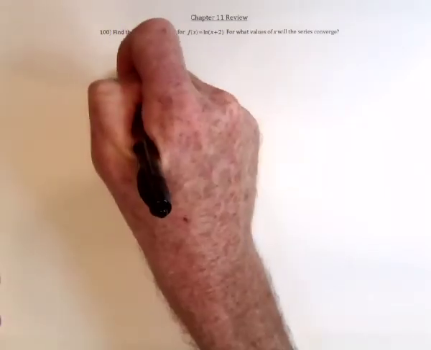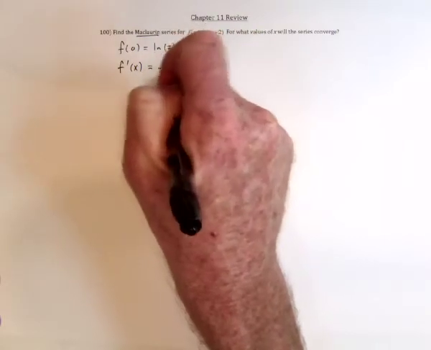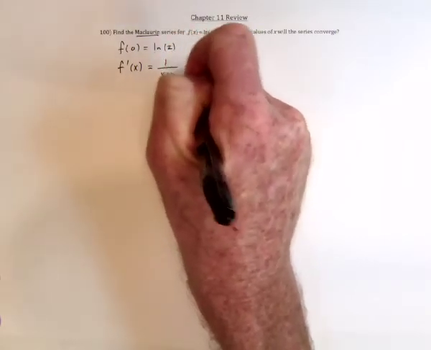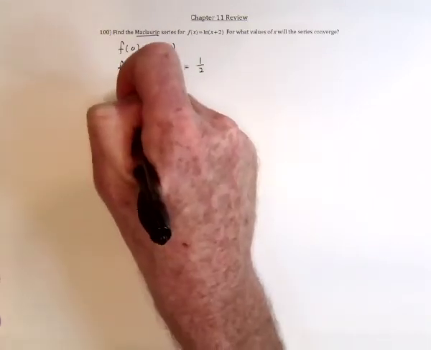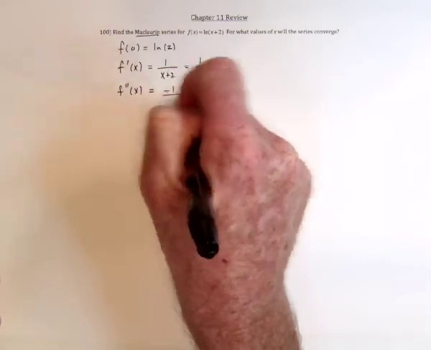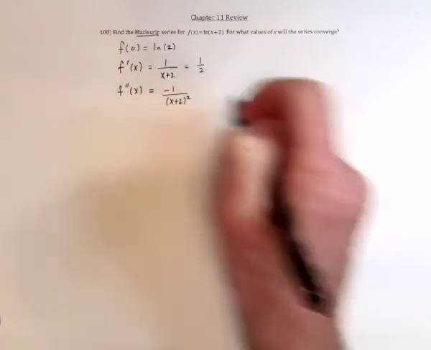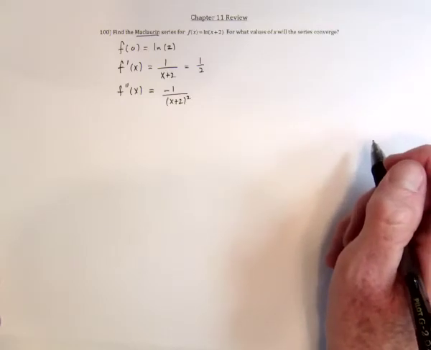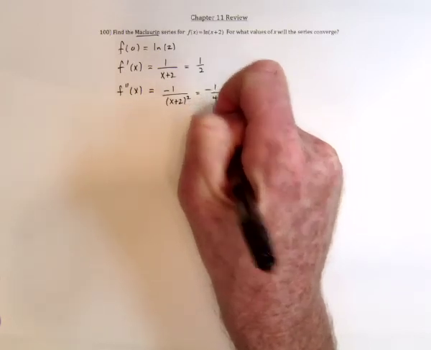Then take the derivative. That would be 1 over x plus 2. Substitute 0, that's going to be a half. Take the derivative of that, that would be negative 1 over x plus 2 squared. So if you substitute in x equals 0, that's going to be negative 1 over 4.